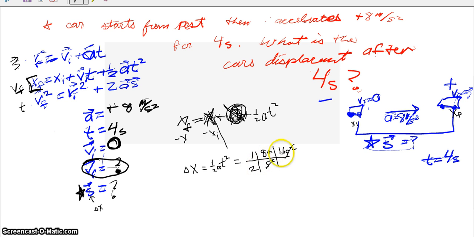So look at this. This is why I like to do this way. I'm not going to multiply 8 times 16 and divide by 2. Forget that. I'm just going to change the 16 to an 8. 8 times 8 is 64. Let's check the units. Meters, because you know the second squared canceled out. Meters. There you go. That works.